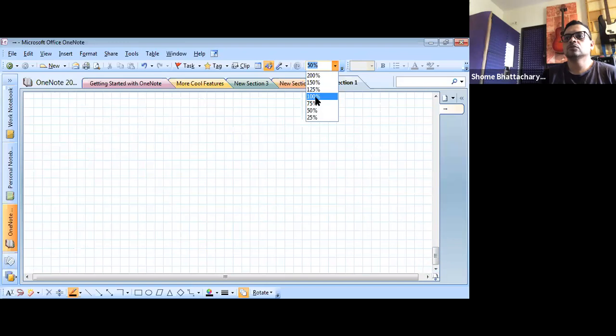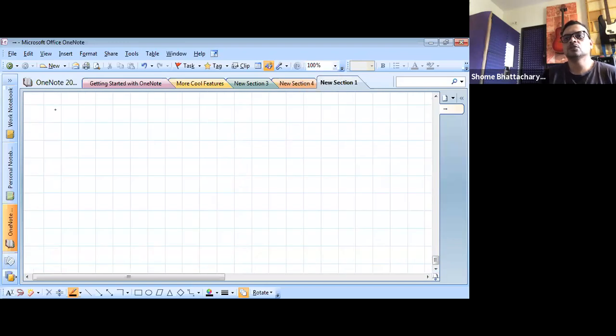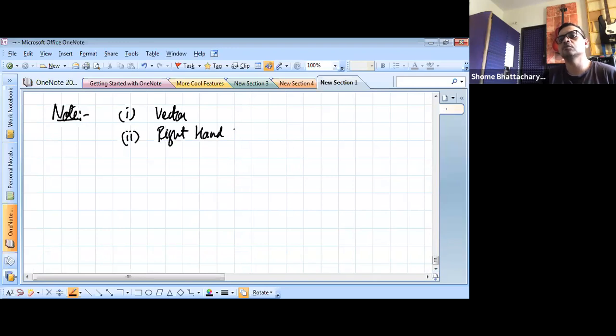Now let's come back to the properties of cross product. We saw the first two points. First, we saw that it's a vector quantity. And second, we saw the use of right hand palm rule. So these two we saw. Now let's come to the third point.